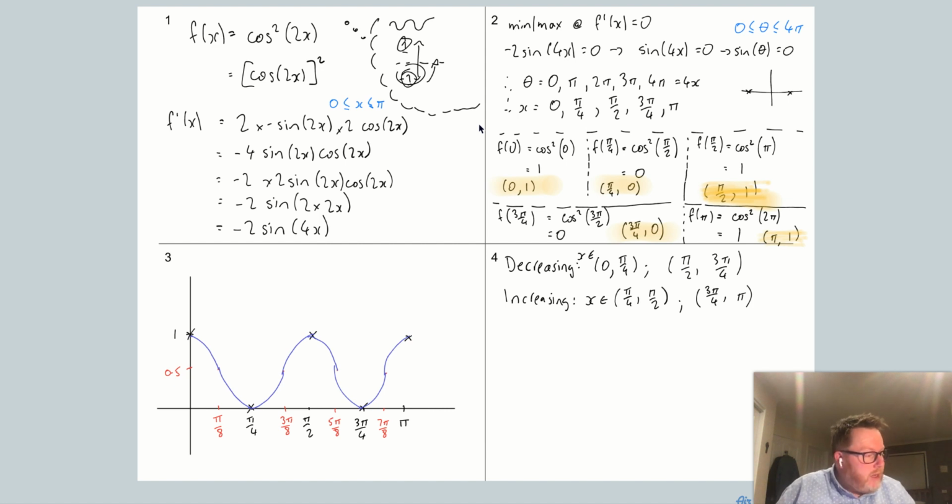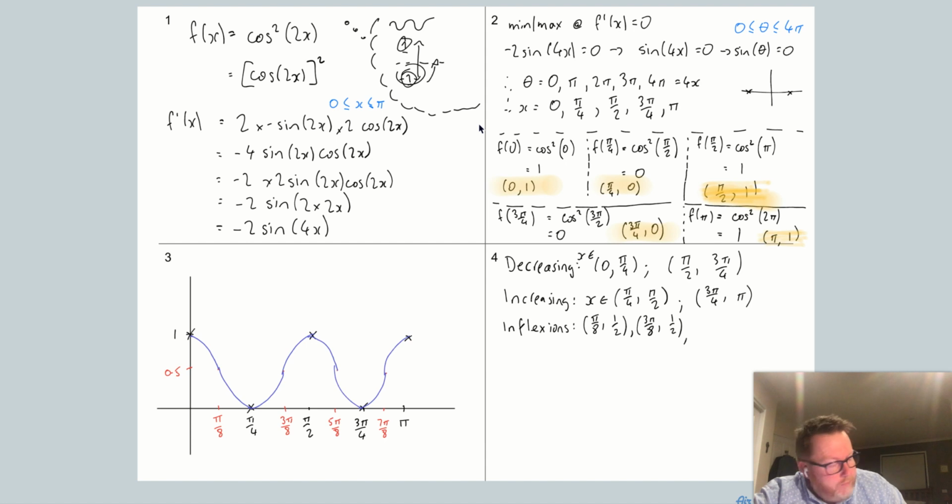We were also asked about inflection points. And as I said to you before, the inflections are halfway between. So we can simply write the inflections. We know there's one inflection at pi on 8, and it's just a half, or 0.5, right? Every single time it's going to be a half. So I can write pi on 8, 3 pi on 8 and a half, 5 pi on 8 and a half, and 7 pi on 8 and a half.